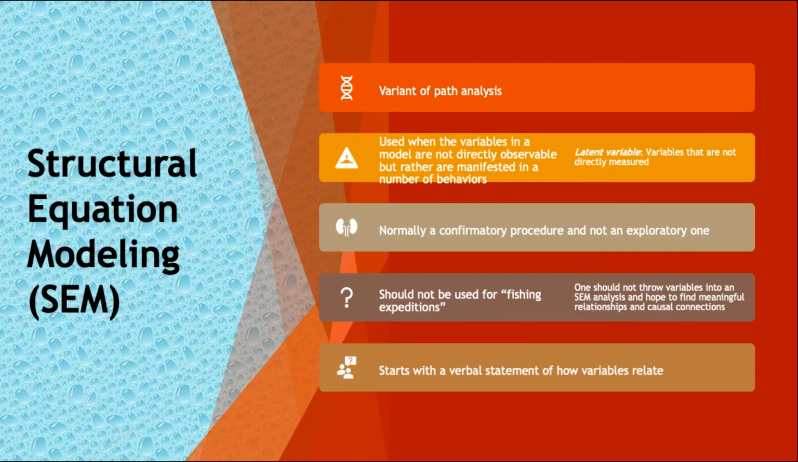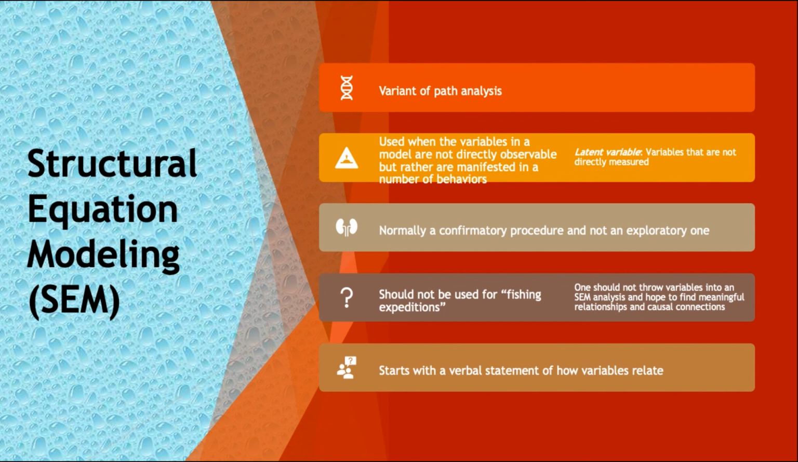And the last is structural equation modeling. SEM is a variant of path analysis. With path analysis, variables that are directly observed and measured are included in the analysis. Sometimes, however, you deal with variables that are not directly observable but rather are manifested in a number of behaviors. Variables that are not directly observable are known as hypothetical constructs. In the language of SEM, a hypothetical construct is called a latent variable, which is not measured directly. For example, depression is a hypothetical construct because it is not measured directly. Instead, we can measure similar behaviors that relate to depression, for example, suicidal thoughts, loss of energy, and sleep disturbance.